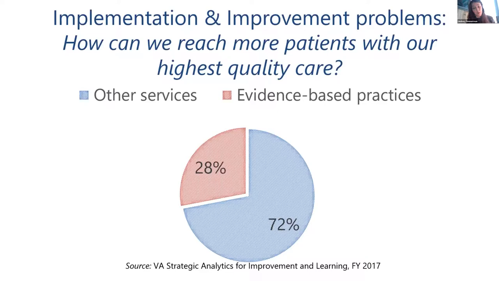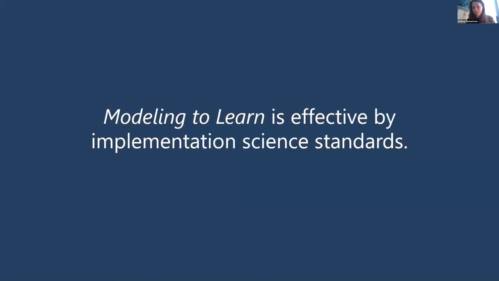And most frontline staff don't have insights about how these things work over time in a way that they can access at the point of care in the clinic. So we also think modeling to learn is affected by implementation science standards, where the difference is quality improvement is improving things globally overall in these local hospitals, and implementation science is what makes it work everywhere.